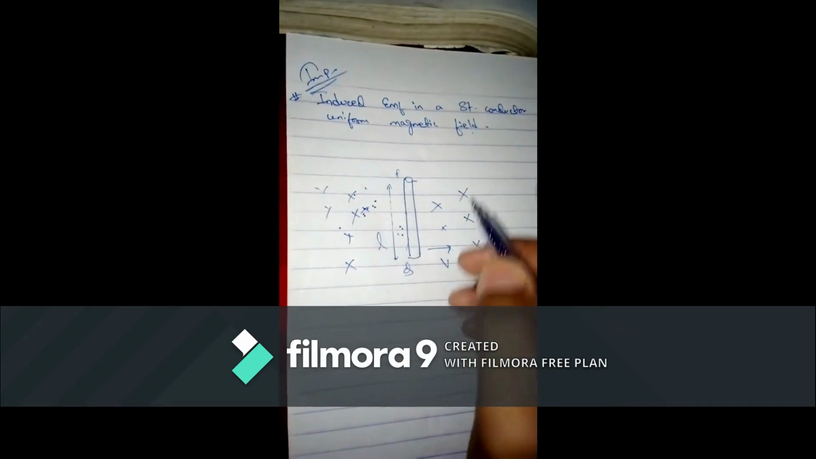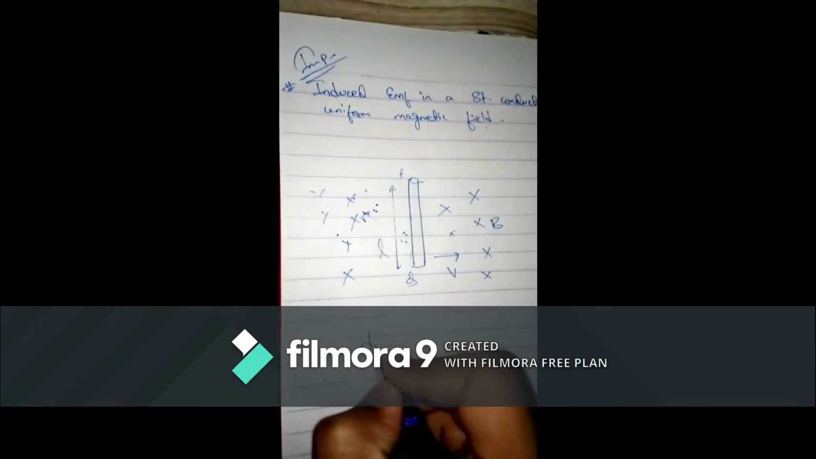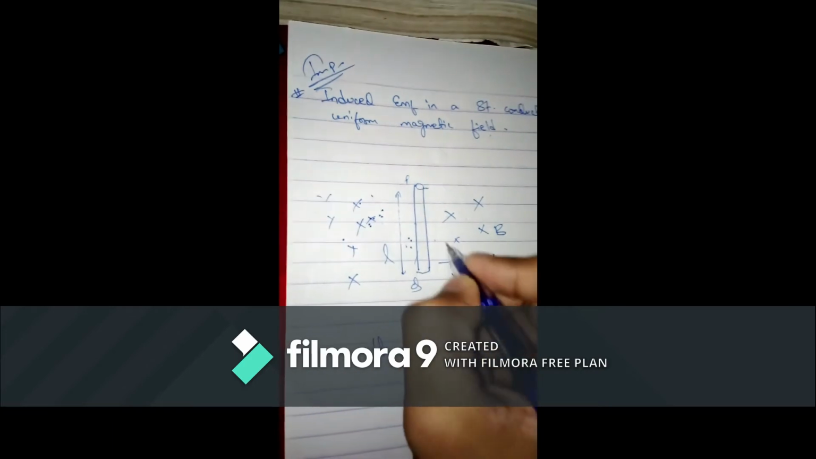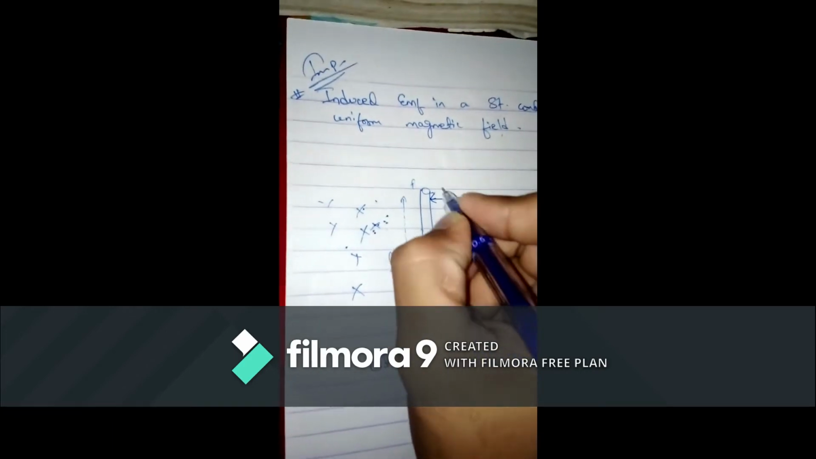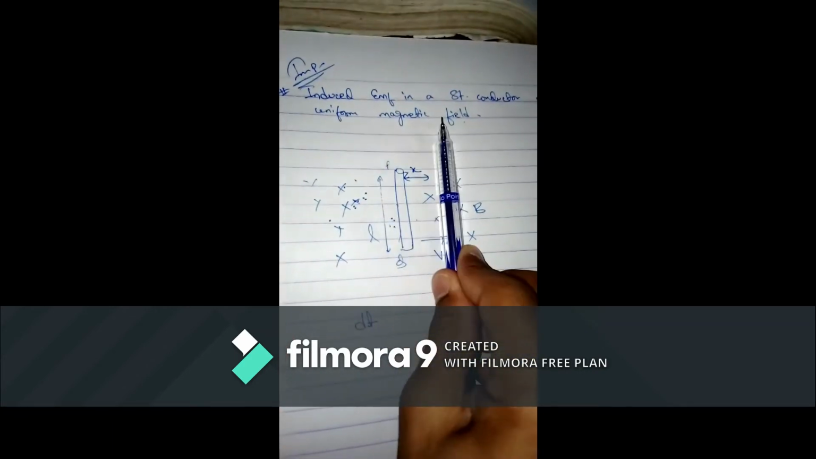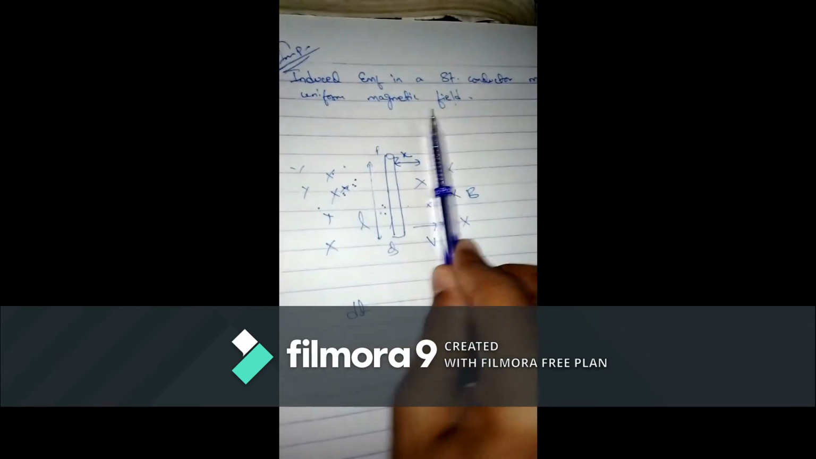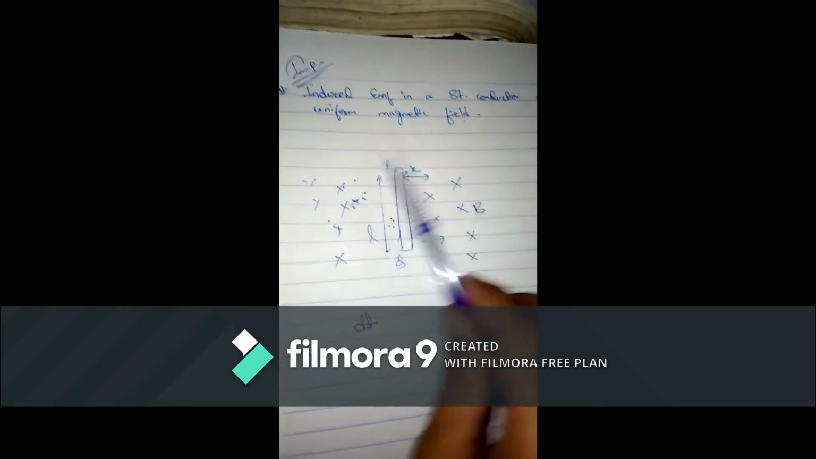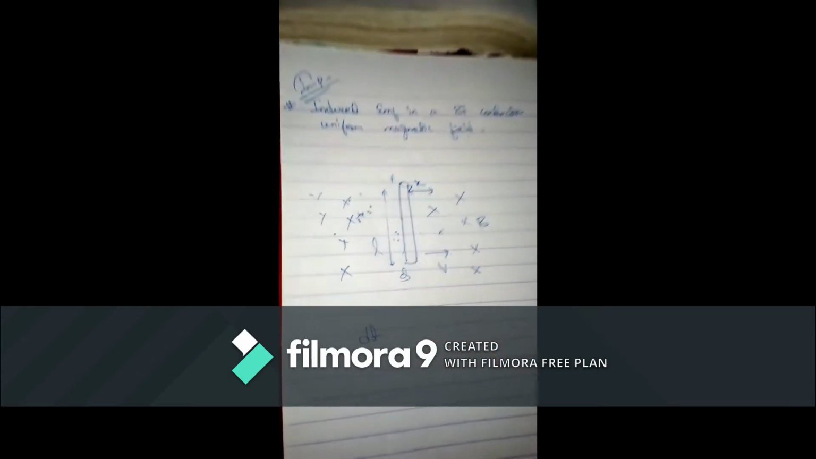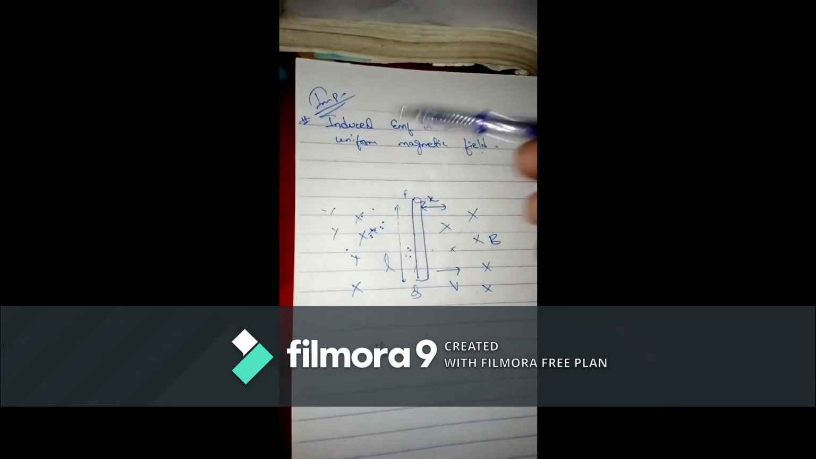Now let us consider that in a small time interval dt, this conductor moves through a small distance x. It is moving in this direction, isn't it? So in small time dt, it will move through small distance x. When it moves in this uniform magnetic field, the magnetic flux changes and EMF is induced. Now we have to calculate the value of that induced EMF.